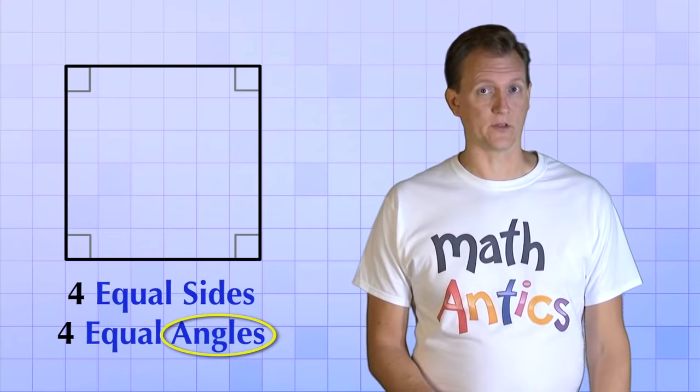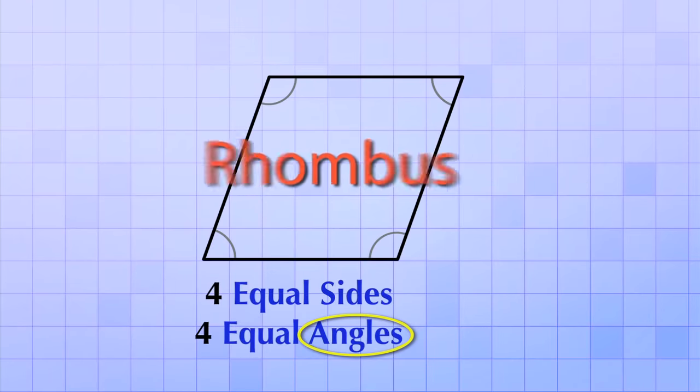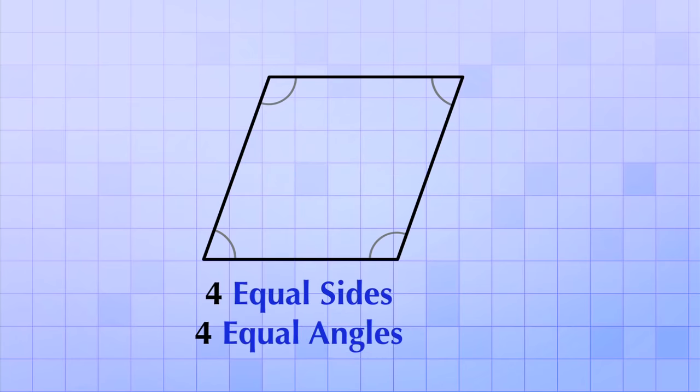had just changed the angles, like this? What we have now is called a rhombus. A rhombus is a quadrilateral that still has four equal sides, but it does not have four equal angles. And once again, just like the square and rectangle, the rhombus is made from two pairs of parallel sides.